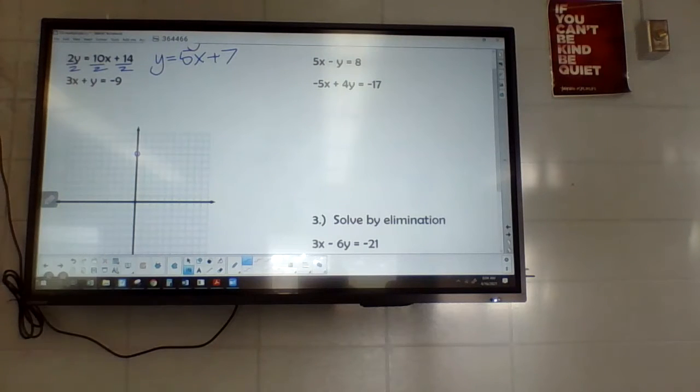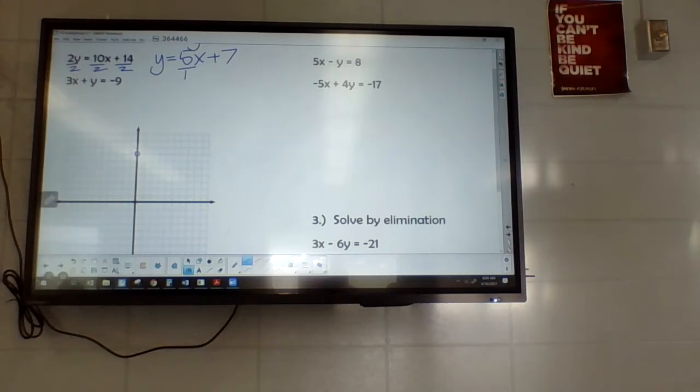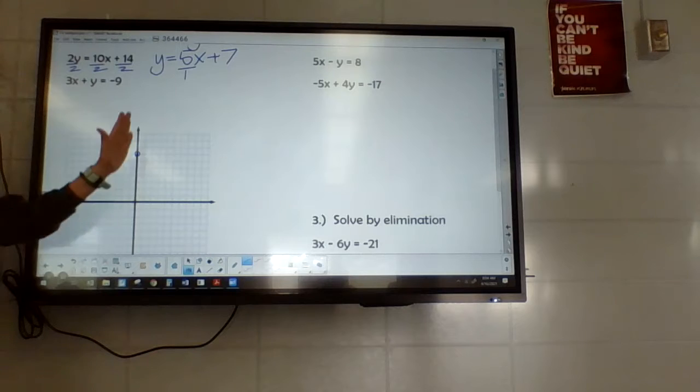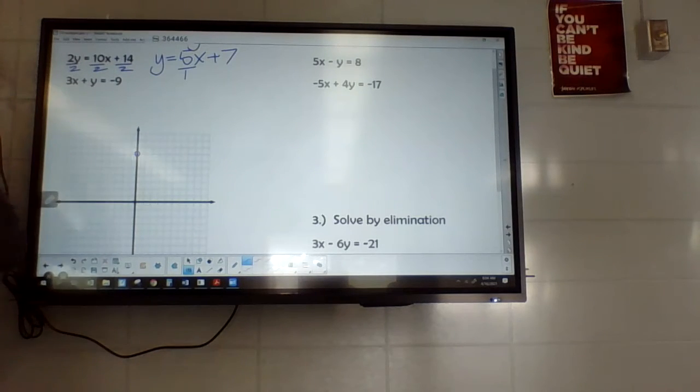So I'm going to begin at 7, and then from there we would go up 5 and over 1. But since I can't go up 5 and over 1, I'm going to reverse it. I'm going to go down 5, back 1. But remember slope, this should be a positive slope. So I should be going uphill. So I already know my line should be looking like this. So just going back to what you guys know about lines.